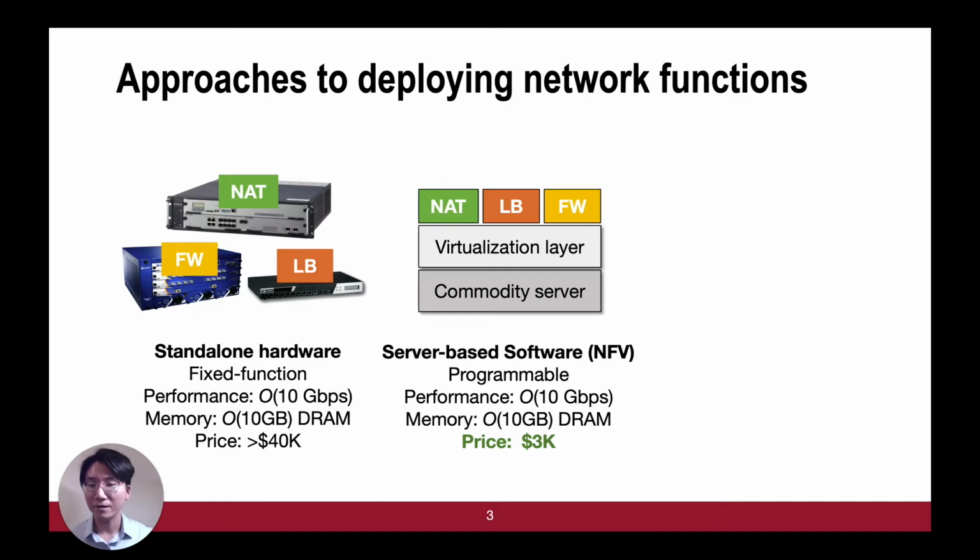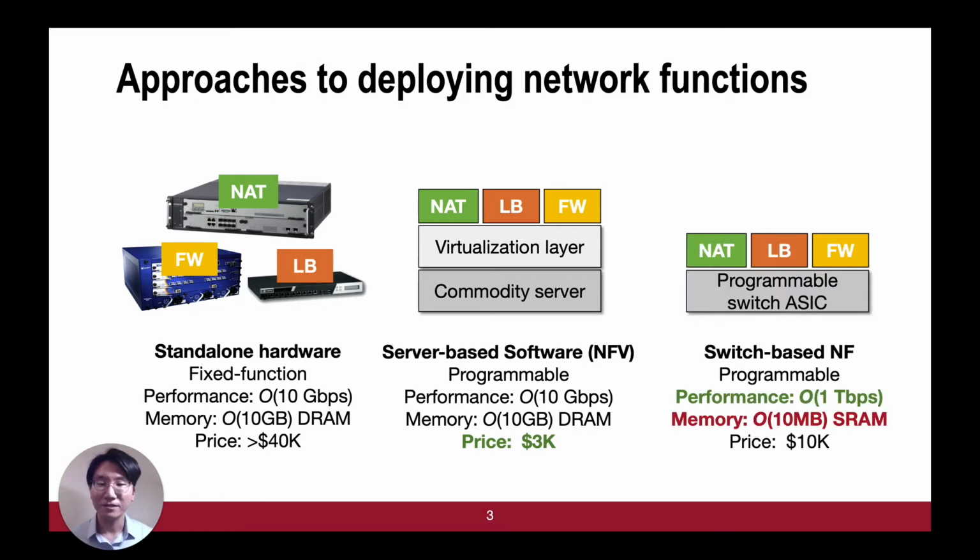hardware. More recently, with advances in programmable switch ASICs, we can also implement some types of network functions on programmable switches. With their capability of line-rate packet processing, network functions running on the switches can easily process very high traffic rates. As you can see here, since each option has different characteristics in terms of performance, memory, and price, network operators may choose a proper option based on their target workloads and operating conditions.